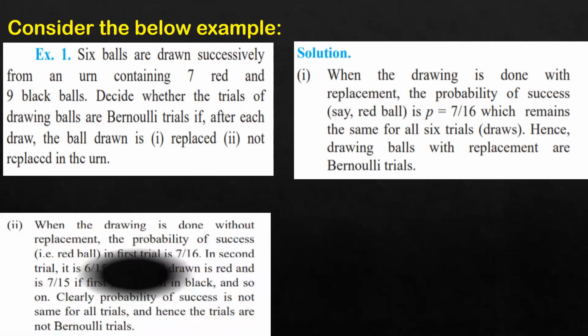Consider the second condition. When the drawing is done without replacement, the probability of success, that is getting a red ball, in the first trial will be 7/16. But now you are not putting the ball back in the box. So in the second trial, the probability will change to 6/15 if the first ball drawn is red and 7/15 if the first ball drawn is black, and so on. So clearly the probability of success is not the same for all the trials. Hence these trials are not called Bernoulli trials.